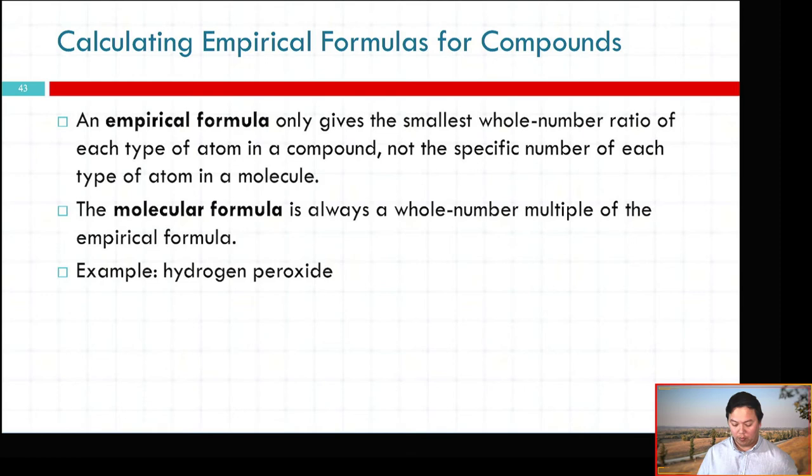And so I mentioned hydrogen peroxide, H2O2. If we were to decompose hydrogen peroxide into its masses and determine the empirical formula, what we would see instead is HO. And then there's other stuff you can do to determine the molecular formula. So the empirical formula sometimes can be your molecular formula, but it is not necessarily.